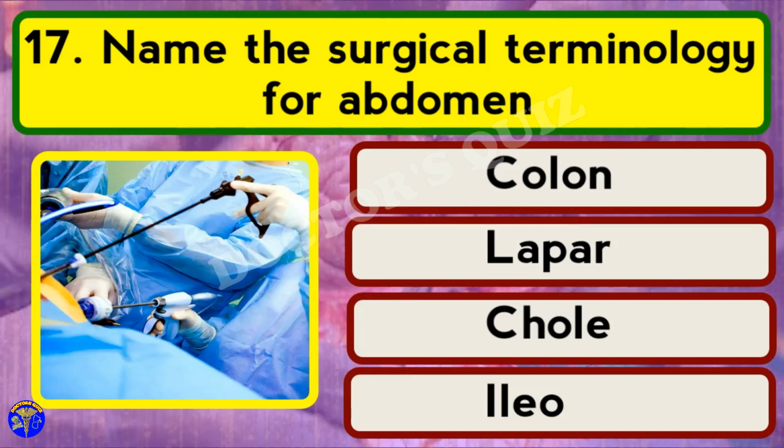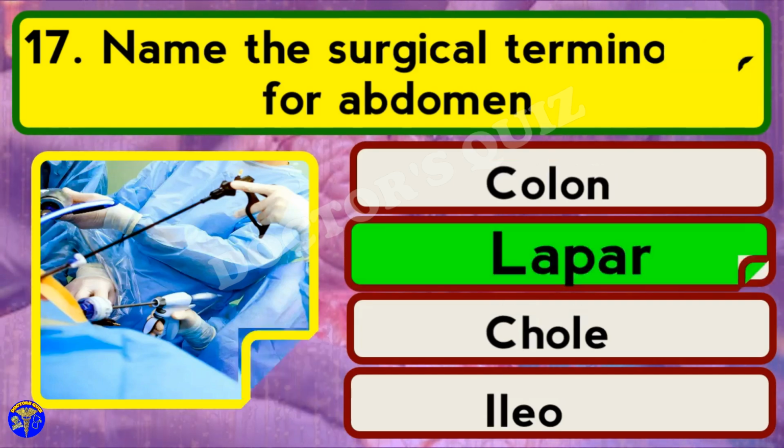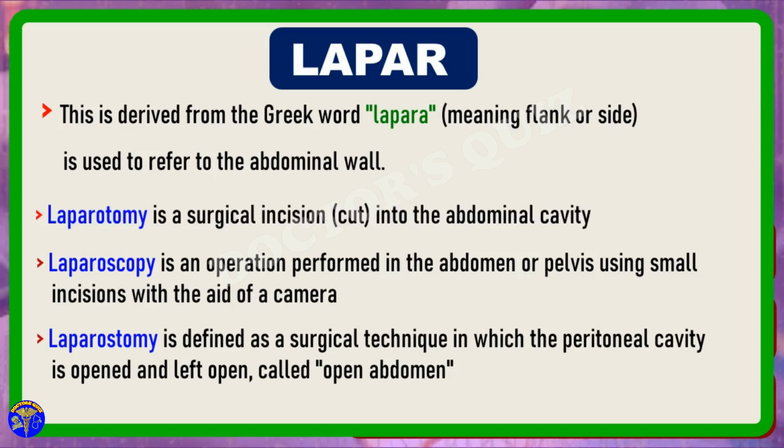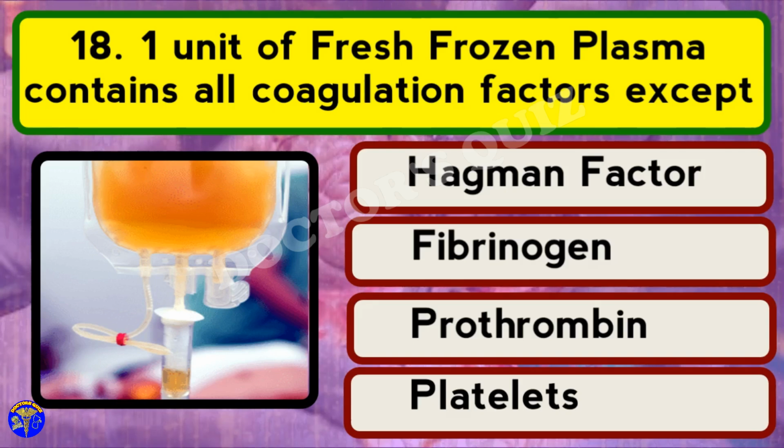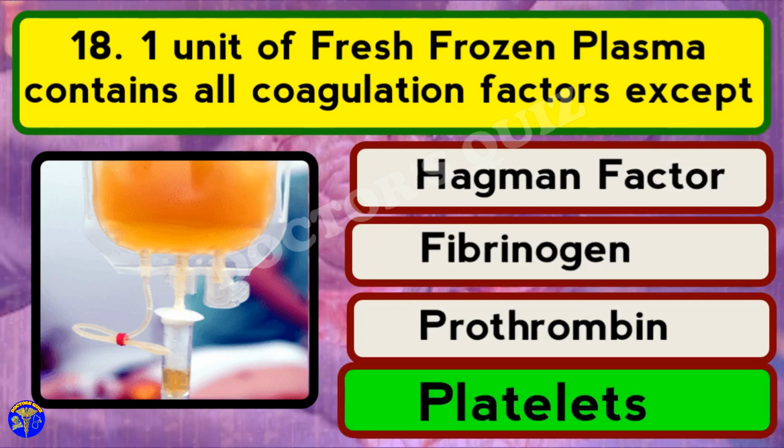Name the surgical terminology for abdomen. The answer is lapar. One unit of fresh frozen plasma contains all coagulation factors except the answer is platelets.